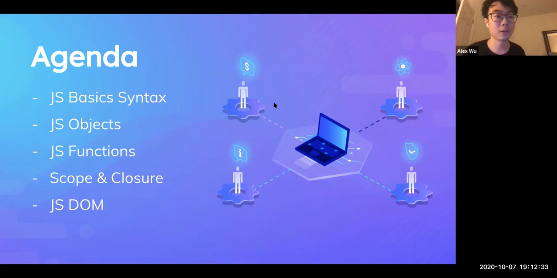We're going to cover the basic syntax of JavaScript. And basic syntax is pretty easy if you already are familiar with one of the higher level languages, for example Python. And then we're going to talk about JavaScript objects, and then JavaScript functions, and also something that's pretty tricky in JavaScript, which is scope and closure. And finally, we're going to close the lecture by teaching some DOM manipulation using JavaScript. So yeah. Let's get to it.